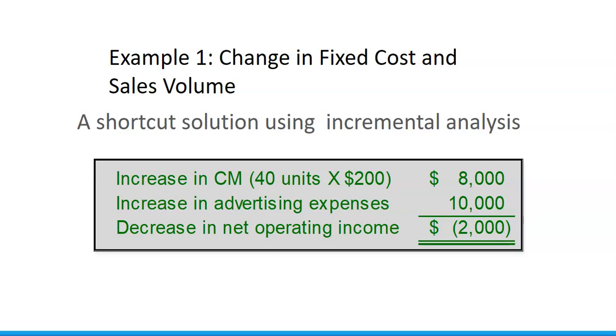So we're going to go through several of these examples where we look at the different impacts that different changes in cost and sales would have.